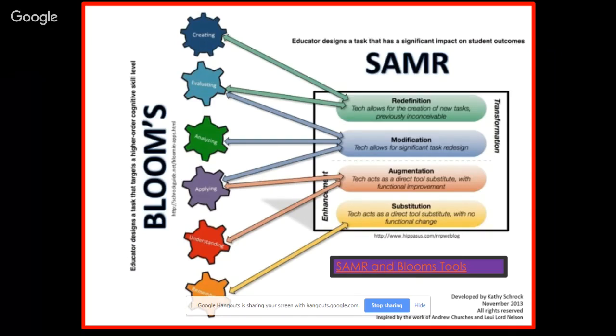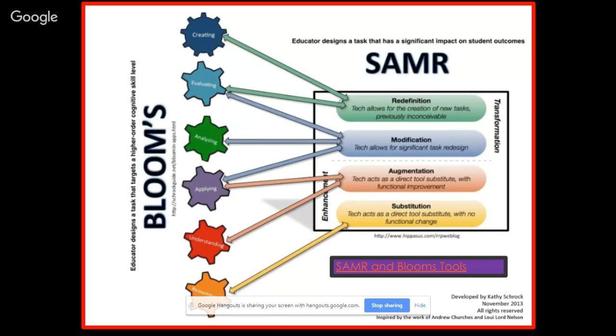This slide is from a pioneer in technology. Her name is Catherine Schock. I'm sure many of you have heard about her. She created this image of SAMR and the four levels, starting with enhancement or the bottom two, transformation or the top two, and she's linked them to Bloom's. So substitution is the same as remembering in Bloom's. It's at the lower level.